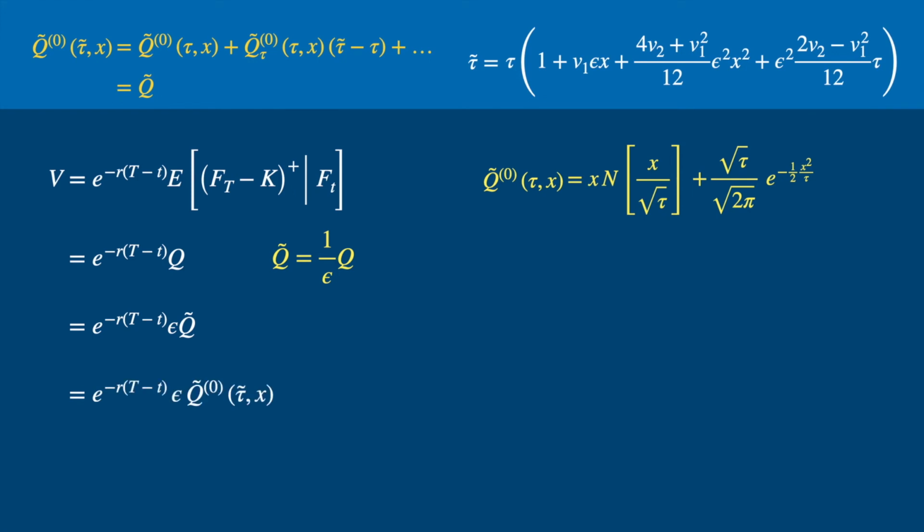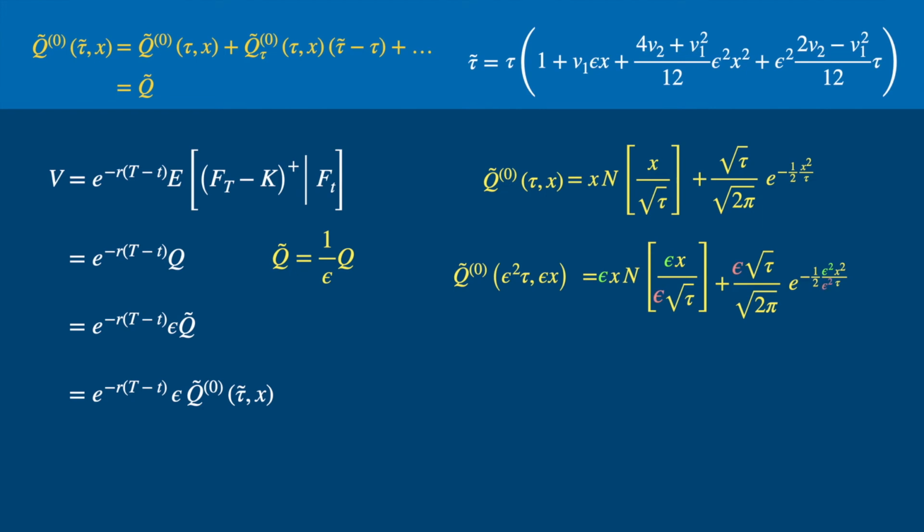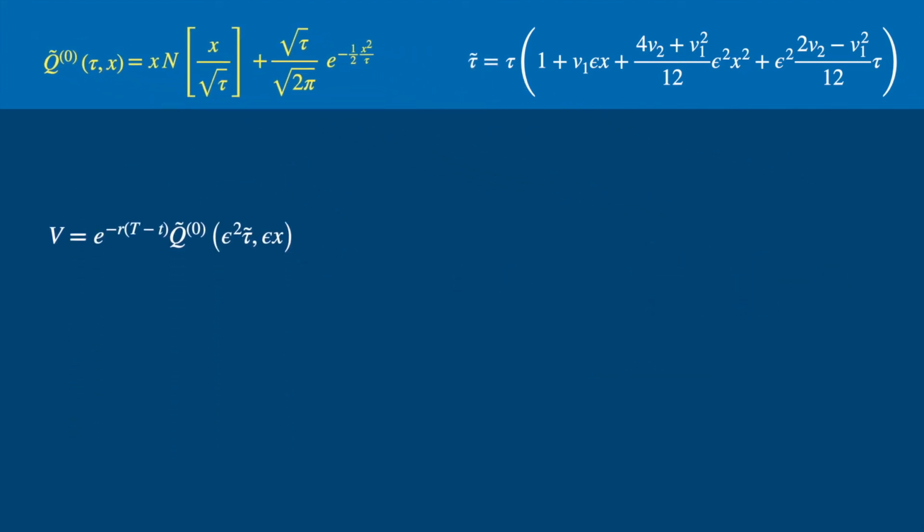We would like to take epsilon inside the function Q, which is easy. If you multiply the first parameter by epsilon squared and the second by epsilon, then the form of the solution will remain unchanged. We will just have epsilon times x in place of x, and epsilon times square root of tau in place of square root of tau. And this is nothing but epsilon times tilde Q naught. So we can replace epsilon times tilde Q naught by tilde Q naught, evaluated at epsilon squared times tau and epsilon times x.